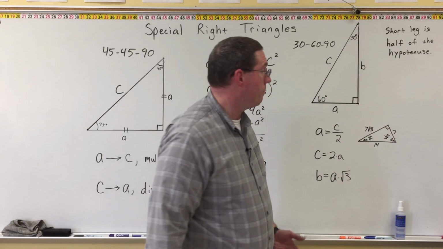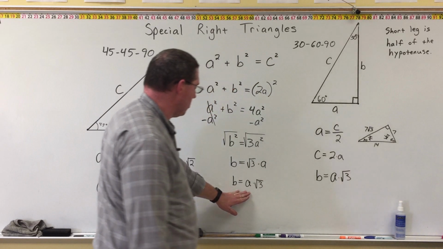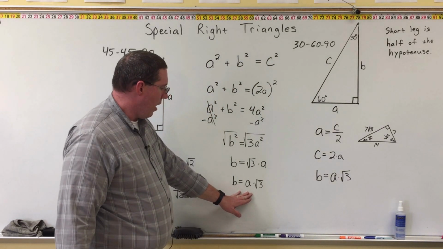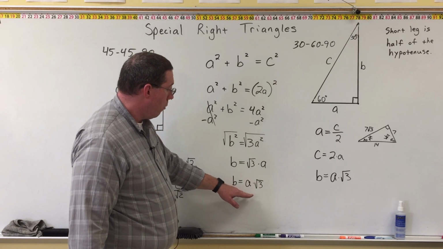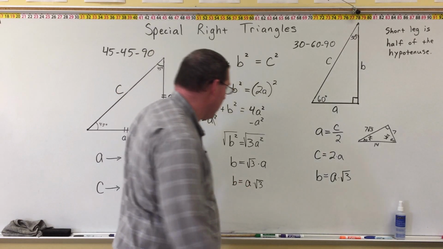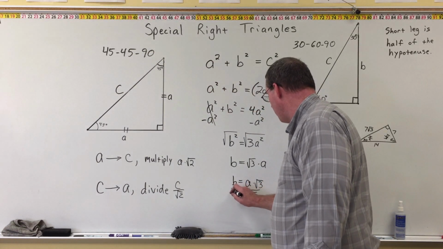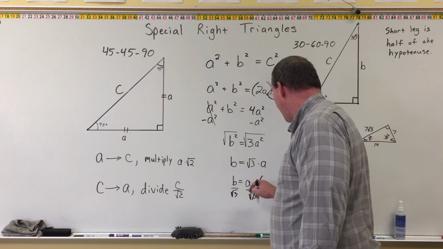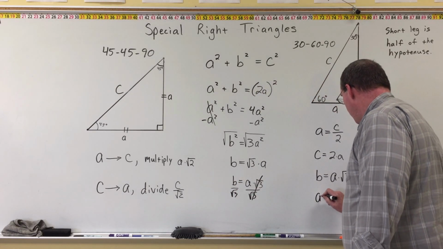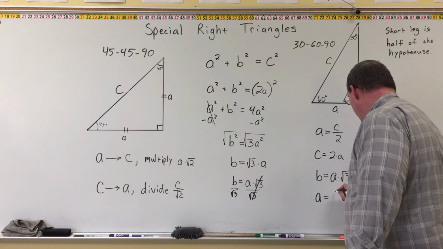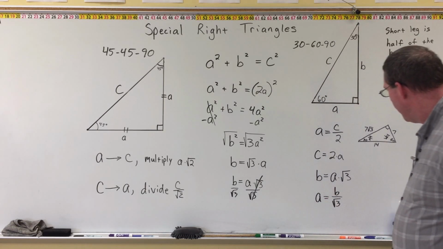Very simple, right? Okay. Well, what if, given this information, b is equal to a times the square root of 3, I'm given b and I want to find a? Well, that's easy. We just divide by the square root of 3 on both sides, right? It'll cancel, and now a is equal to b divided by the square root of 3.